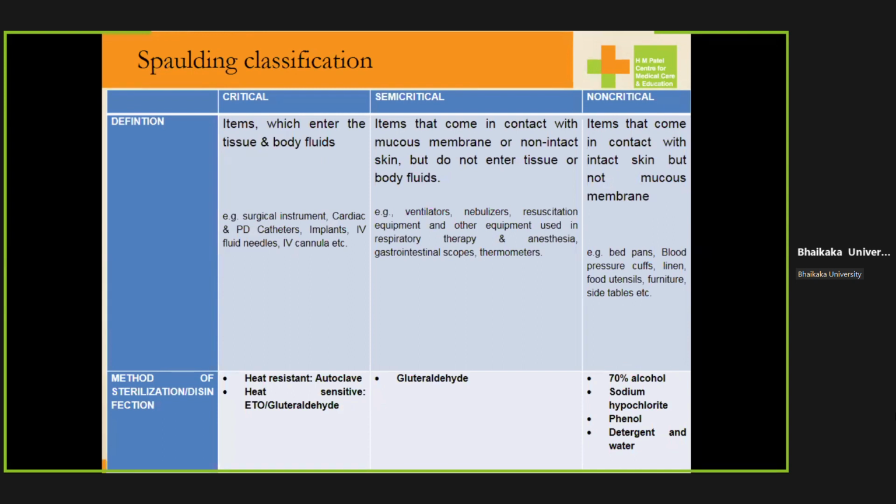Critical items are those items which enter tissues and body fluids, which penetrate your skin or which may penetrate your mucous membrane and enter into your sterile tissues or body fluid or body cavities, like surgical instruments, like catheters, like IV lines, right? The needles, the syringes, or even the IV fluids that we are going to give to the patient, or medications. So all these items either enter into your sterile tissues or they penetrate your skin or mucous membrane. All these items are considered to be critical items.